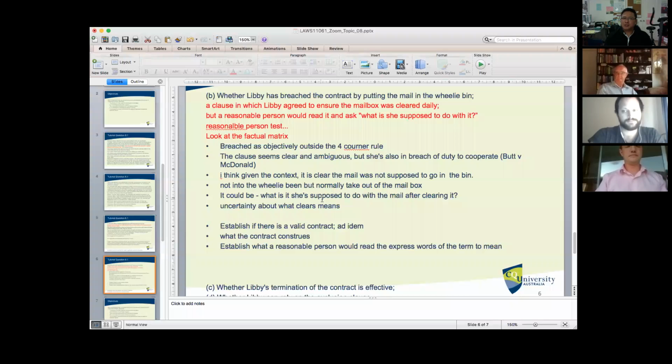Her undertaking seems to be she agreed to ensure the mailbox was cleared daily. Was there anything there wherein Libby actually undertook to be liable for any damage that Michael would incur as a result of any breach on the part of Libby in failing to perform that contractual obligation?